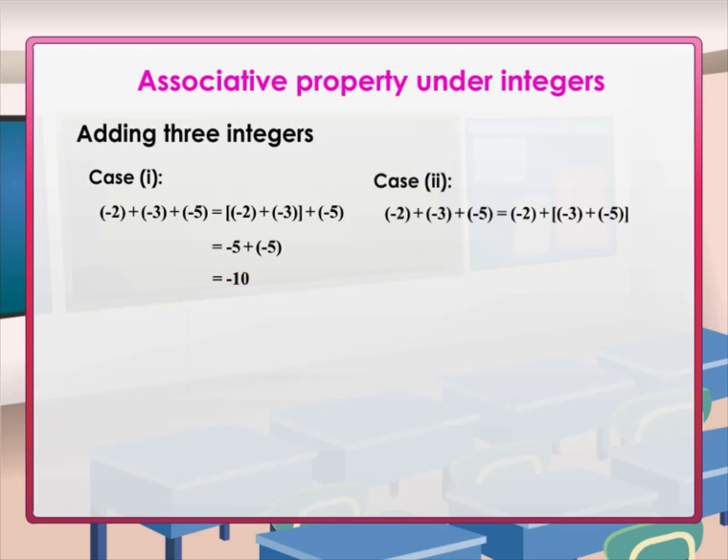Next, let us try adding the same expression, and here we will get -3 and -5, and then we will add -2 to it. So we get -2 plus -8, since the addition of -3 and -5 is -8. If we add -2 and -8, we get -10. So what do we see? When we add -2 and -3 first, and then add -5, or if we add -3 and -5 first, then we add -2 to it, the answer is the same in both the cases, which is equal to -10.